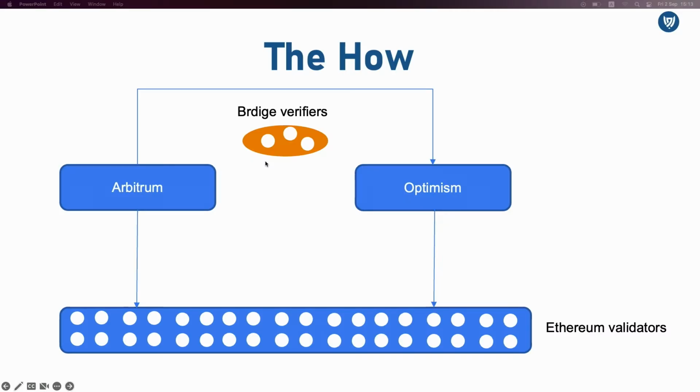So we are not secure because we don't rely on the network security anymore, but instead we rely on the bridge security because every bridge has their own set of verifiers. So if Arbitrum and Optimism rely on the Ethereum validators and verifiers, whenever we have to bridge, we rely on the bridge verifiers, which we have to be certain are secure.